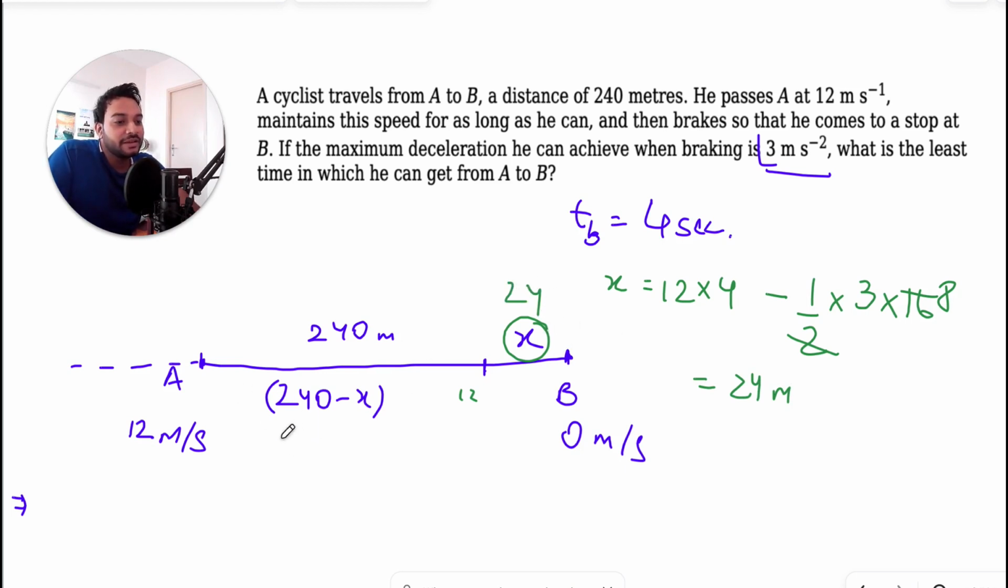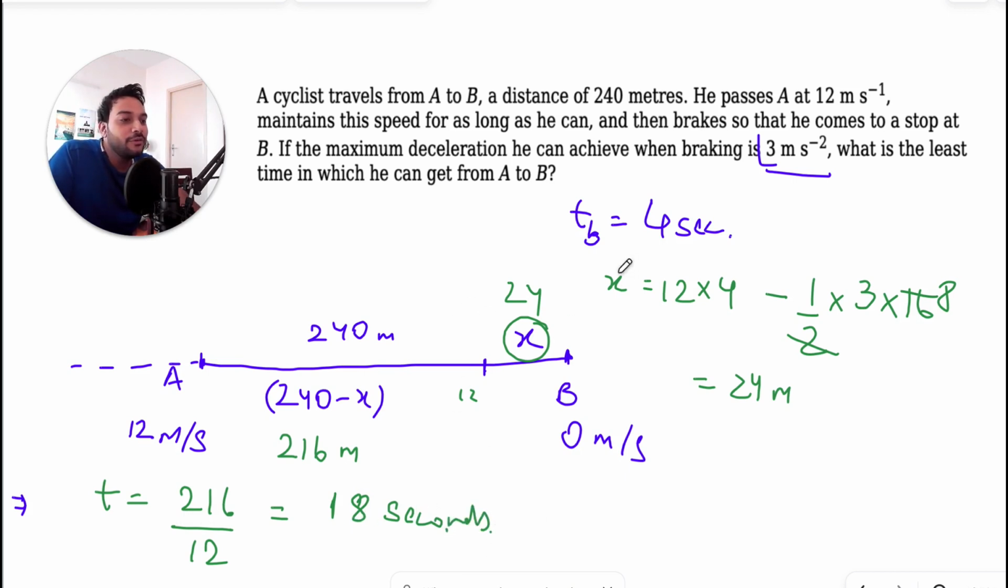What is 240 minus X? 216 meters the cyclist moved at constant speed. So what time was taken? Time is equal to distance upon speed, 216 over 12. 12 times 1 is 12, and then we have 96. 12 times 8 is 96. So 18 seconds. The minimum time becomes 18 plus 4, 22 seconds, is the minimum time in which the cyclist can complete this journey from A to B. Okay, decelerating for the least amount of time.